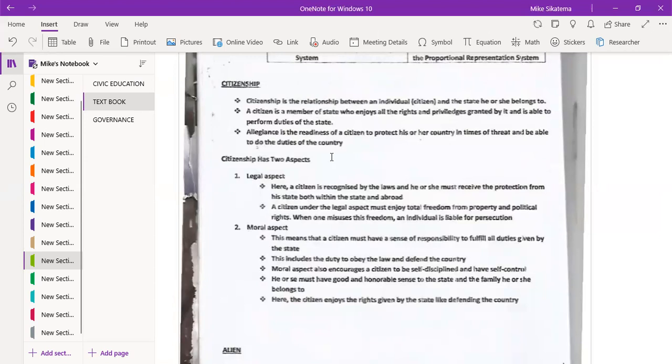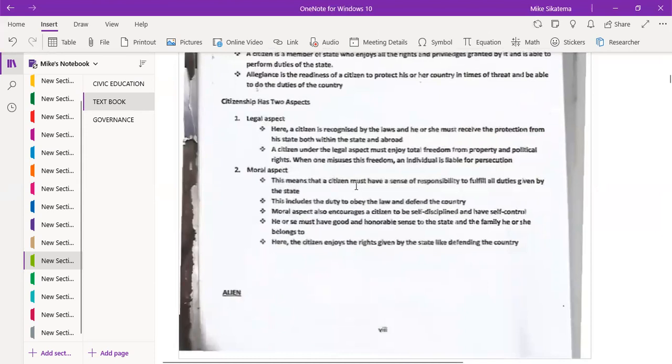So you have to enjoy your full state-given rights, both proprietary, like property laws, and also your political rights. And if an individual goes against the political system, they are subject to criminal prosecution.